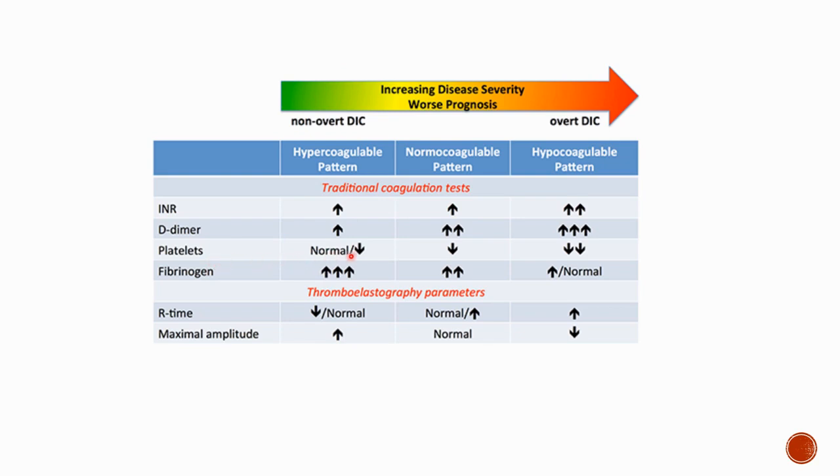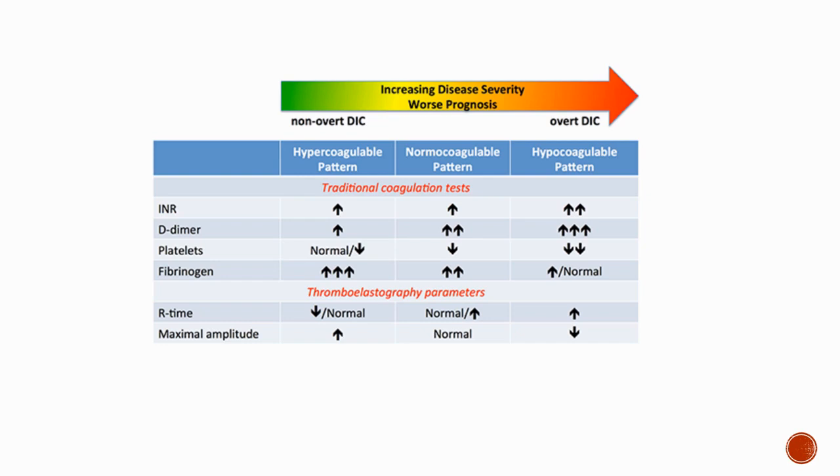But if it progresses to an overt DIC and a hypocoagulable pattern, all the coagulation factors, all the platelets will be consumed. Due to consumption of coagulation factors, we will see increase in R time. Due to consumption of platelets, we will see decrease in maximum amplitude, and this will also be reflected in traditional coagulation tests. That is, there will be a drop in platelet count. There will be decrease in fibrinogen also. INR will increase and there will be increase in D-dimer.